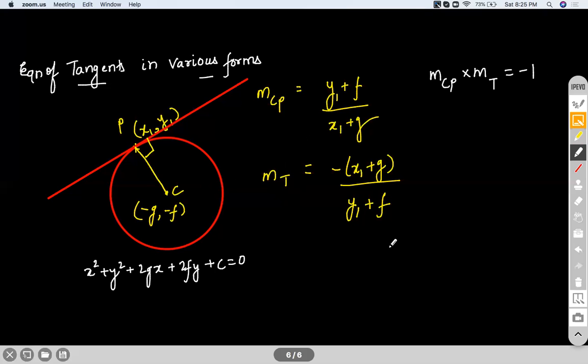So you know that the product of the slope of the tangent and the slope of the CP line should be -1. So that means the tangent slope should be the negative reciprocal of the slope of CP. Now once you know the slope, you can use the equation which is called the slope point form.